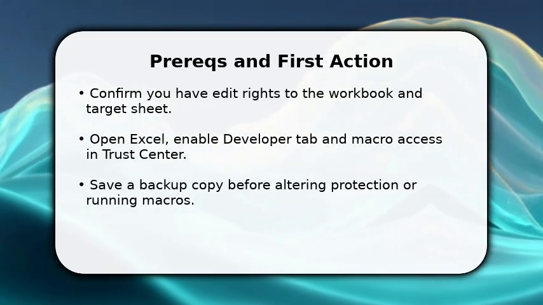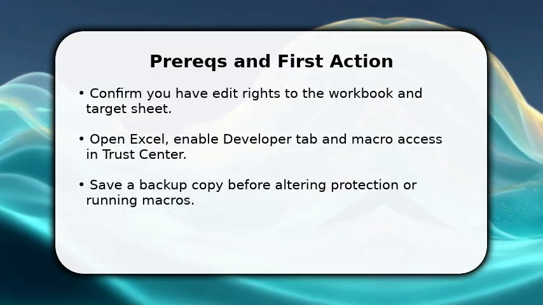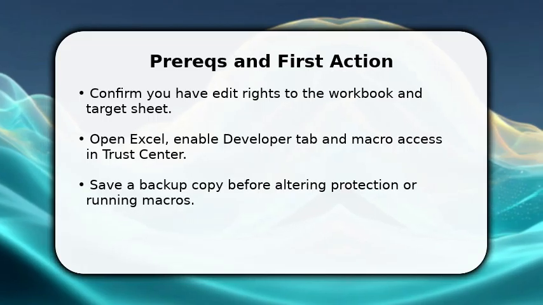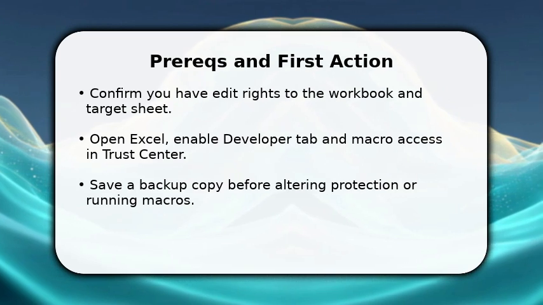Next, press Alt plus F11 to open the VBA editor. This gets you where the Unprotect command runs. You will target the specific worksheet object. Select it in Project Explorer so subsequent commands act on the correct sheet.